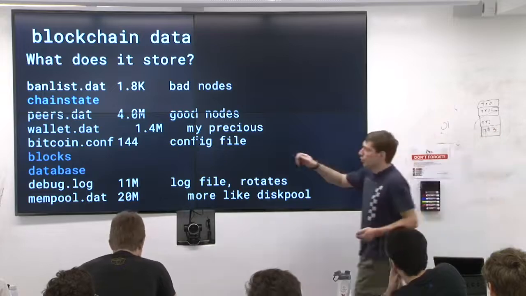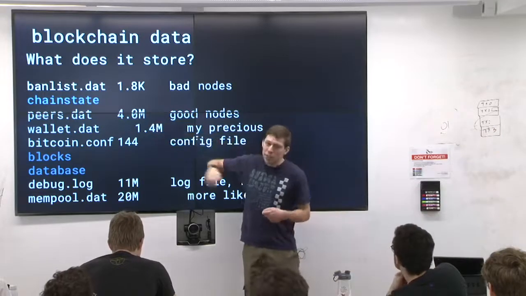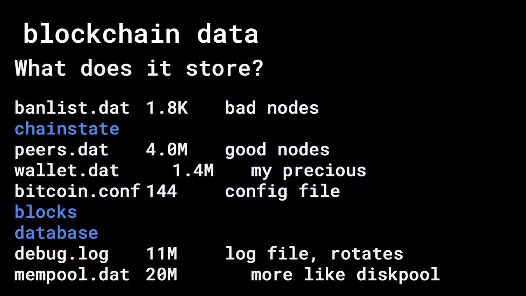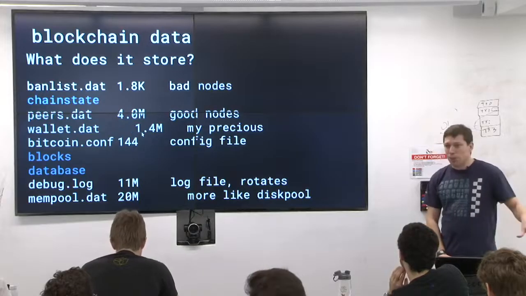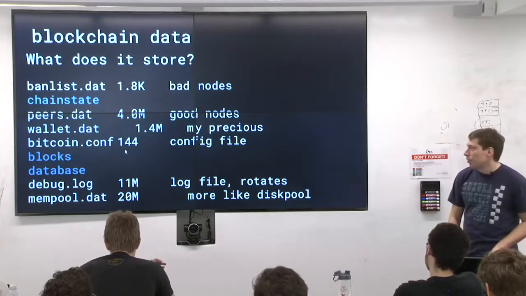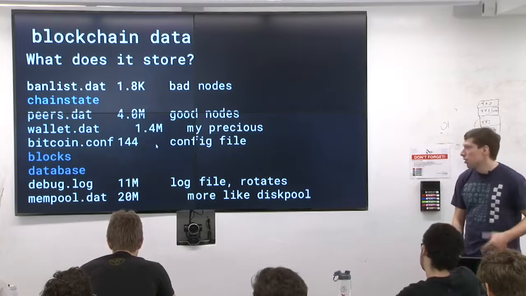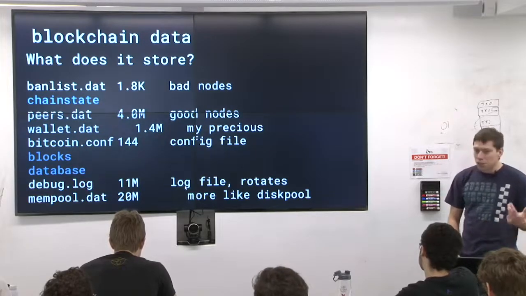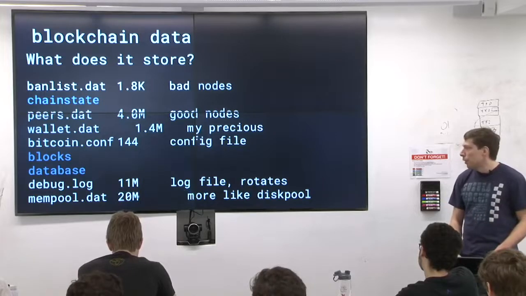Not directly, but they'll sort of take random samplings of this file and share it with each other, so that everyone sort of knows about everyone else. Okay, then there's a wallet.dat, which is very important, because that's got all your precious UTXOs. And we'll talk about wallets Monday, I think. There's a bitcoin.conf, a little config file. You can set some settings and things like that. Debug file, which shows all these weird messages, and a mempool.dat.